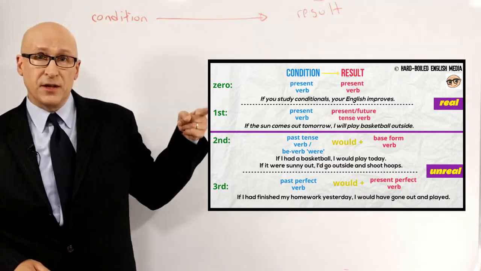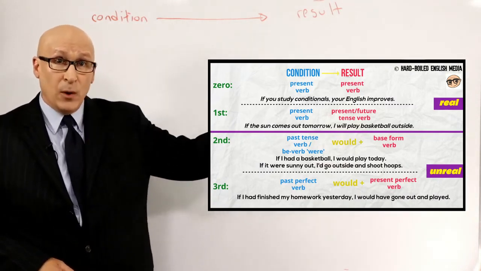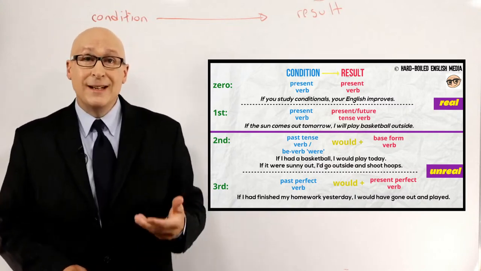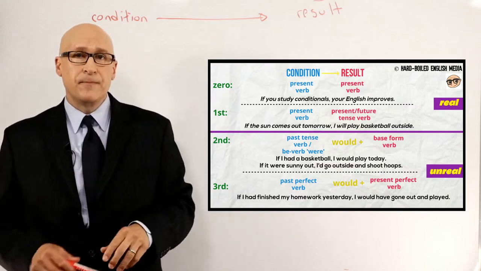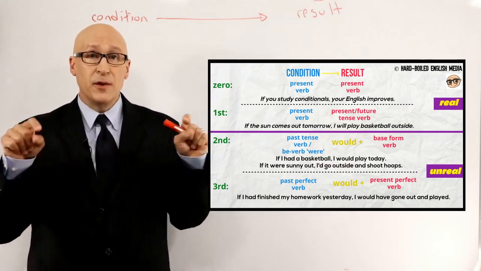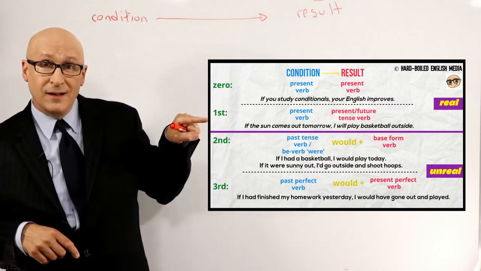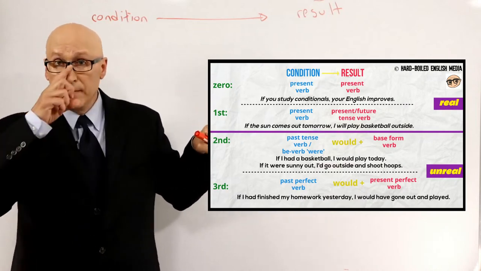These conditionals, zero and first, are real. They're true. If it's sunny, I will play basketball. That's true. I'm expressing a reality. Let's look at second conditional. Now, second conditional is pointing to the present, just like this is. This is always true. This is true today or tomorrow.